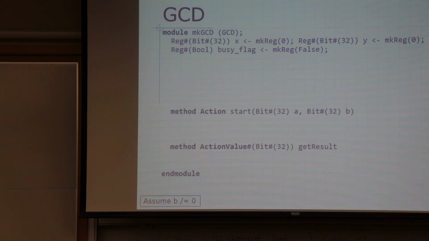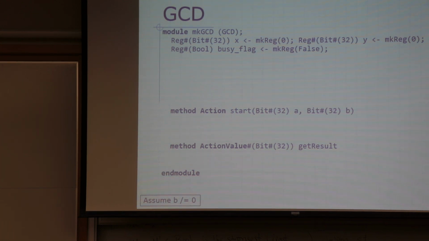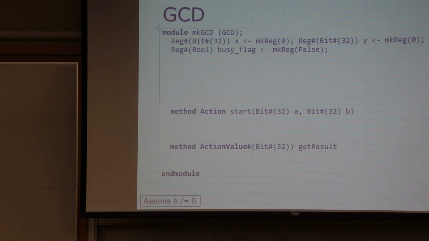Okay, so now you told me that it has an interface. An interface specified these two methods. Remember that? Okay, so who can write down the definition of start? What will start do? I'm just trying to start the box, not computing. Copy to X and Y. Exactly, right? So you say X gets A, Y gets B, and busy flag is, now I'm busy, right?